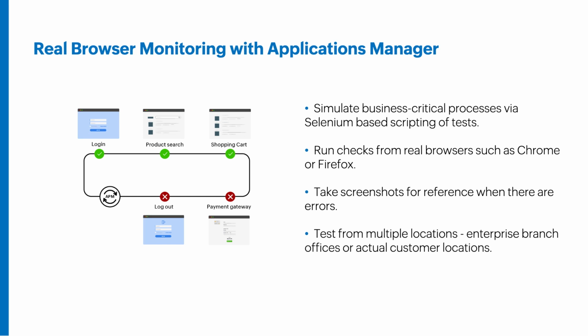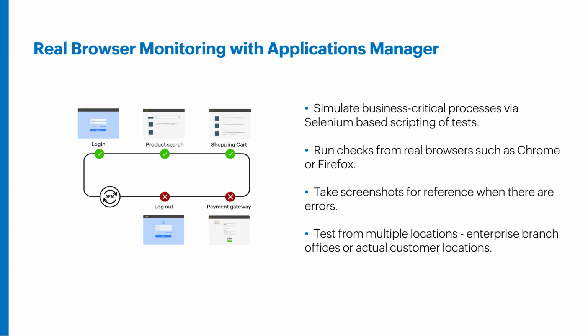You can simulate business critical processes via Selenium based scripting of tests. So the first step involves a web transaction recorder in which you can record critical transactions. Every action that we perform while recording, be it hovering, clicking, or double clicking, will be saved in a Selenium based script file.